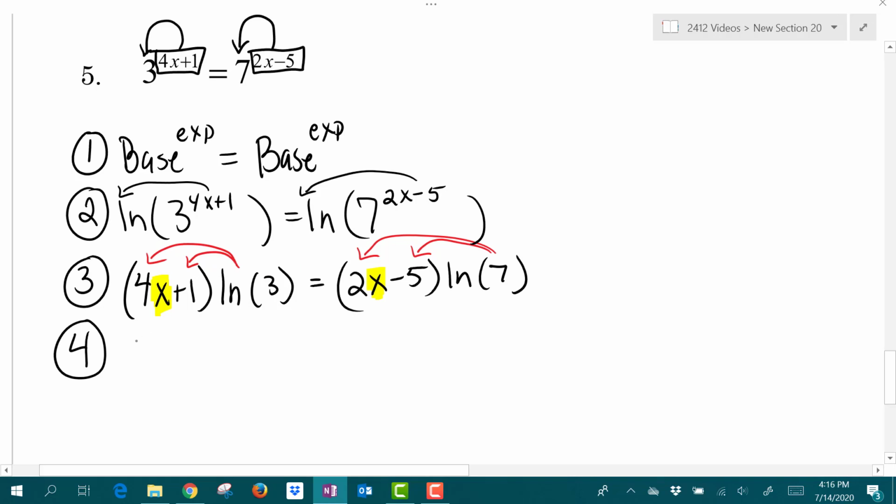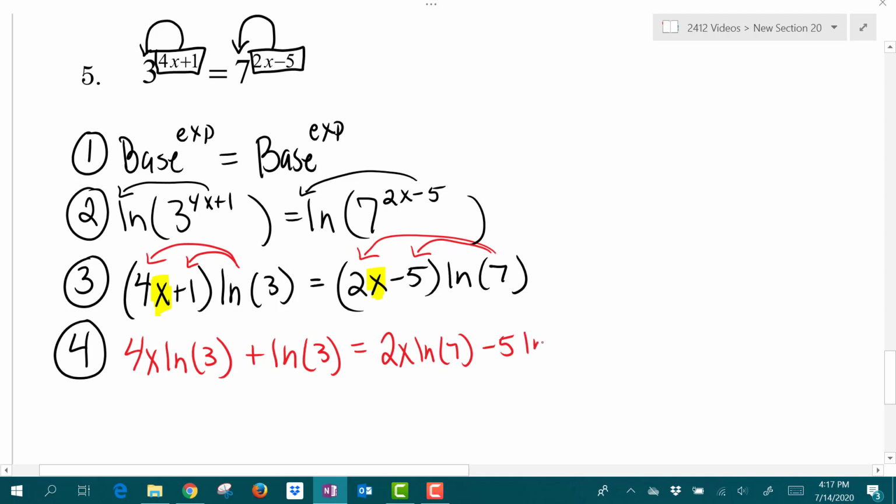Alright, so natural log of 3 times 4x. I'm going to write that as 4x times the natural log of 3. 1 times the natural log of 3 is just natural log of 3. On the right-hand side, I'm going to write that as 2x times the natural log of 7, and then minus 5 times the natural log of 7. You'll notice that when we did the multiplication, the input for those logs stayed the same. So the 3 and the 7 did not change to become anything else.